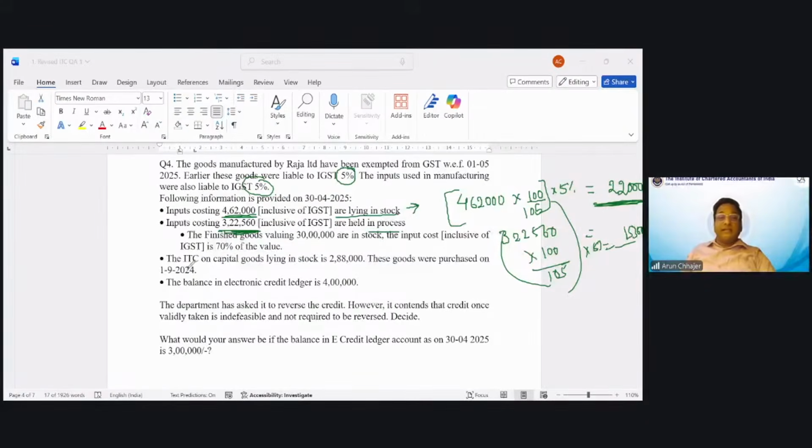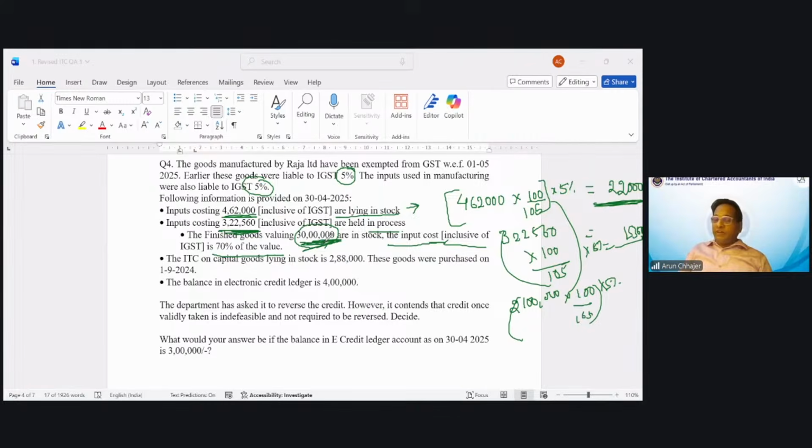Third, finished goods valuing 30 lakhs in stock. Input cost is 70% of the value. So this is market value, and they are saying costing is 70%. So what will be the costing? 70% of 30 is 21 lakh, which would be the costing. Again inclusive of GST, so 100 divided by 105, and again I will multiply by 5%.